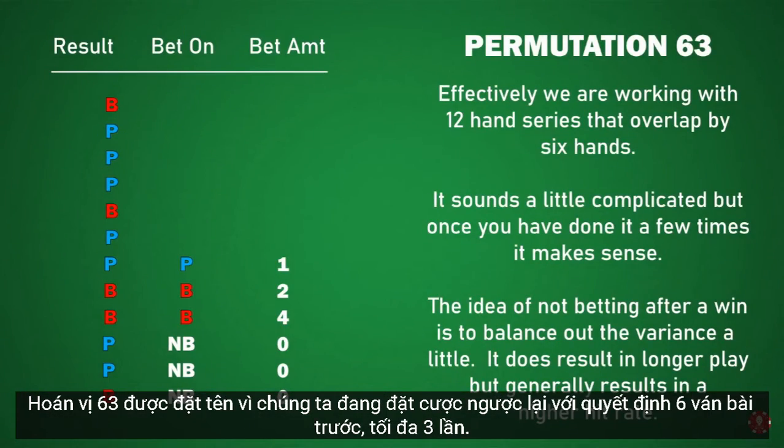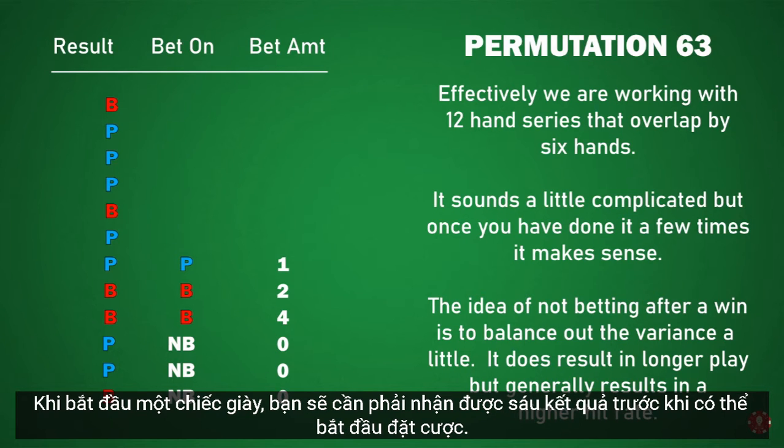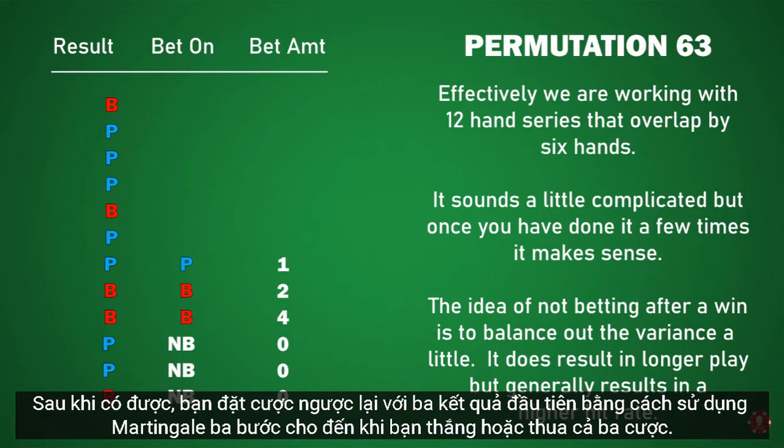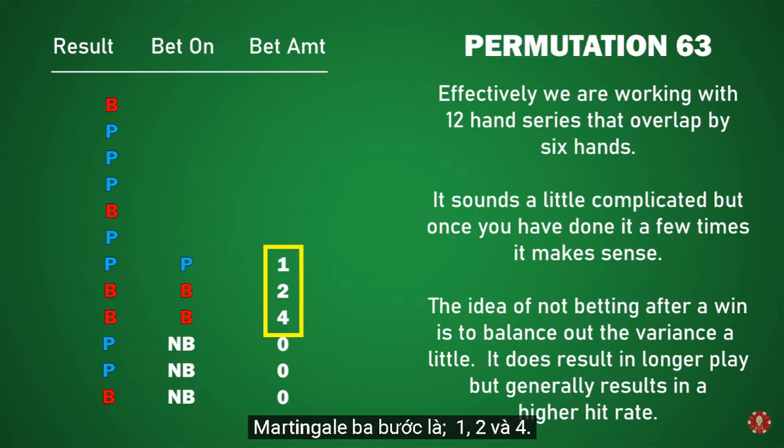Permutation 63 is named as we're betting the opposite of the decision 6 hands ago for up to 3 times. When starting a shoe, you will need to obtain 6 results before you can start betting. Once obtained, you bet the opposite of the first 3 results using a 3-step martingale until you get a win or lose all 3 bets. The 3-step martingale is 1, 2 and 4.